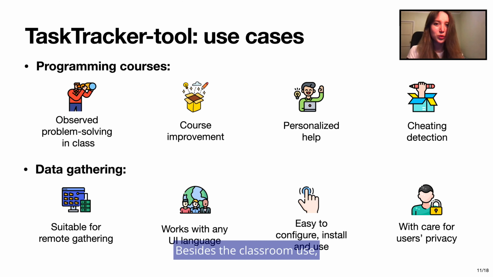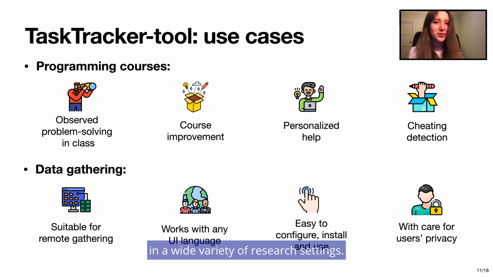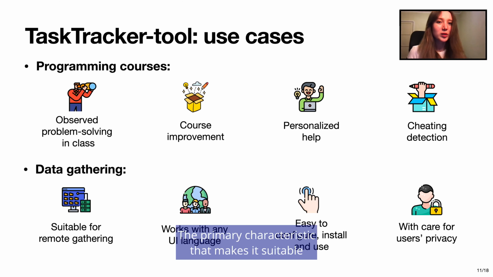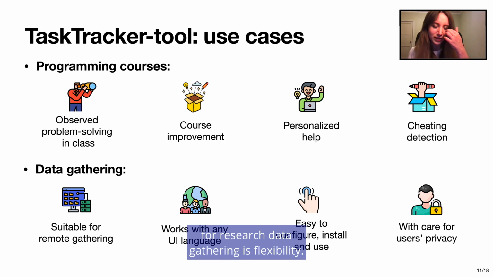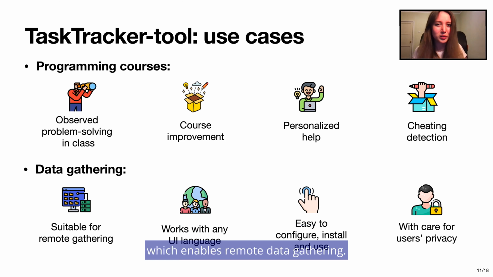Besides the classroom use, the Task Tracker tool can be used to collect data in a wide variety of research settings. The primary characteristic that makes it suitable for research data gathering is flexibility. The Task Tracker tool has a client-server architecture which enables remote data gathering.